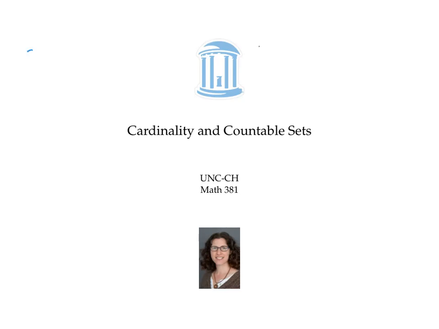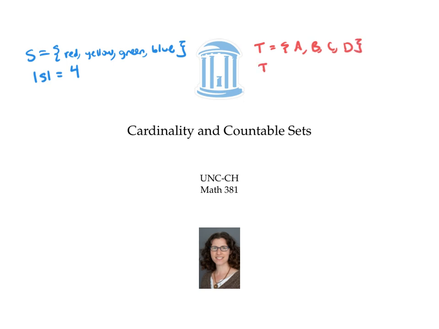For finite sets, like this one, we define the cardinality of the set as the number of elements in the set. So the cardinality of this set of colors is 4. So it's easy to see when two finite sets have the same cardinality. My sets T and S have the same cardinality because they both have 4 elements.